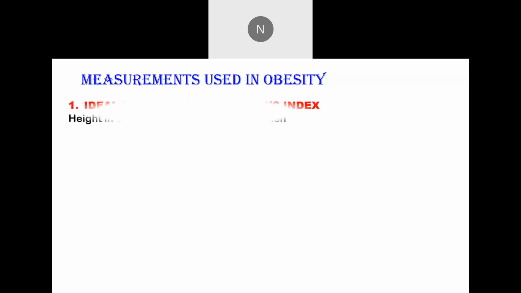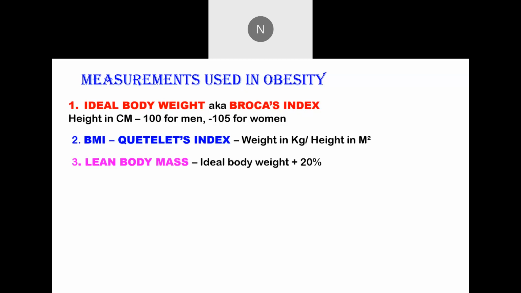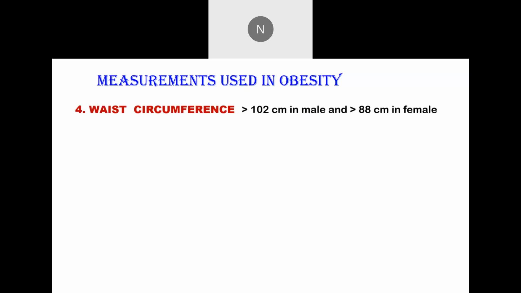And what are all the measurements you can do? Ideal body weight, also known as Broca's index, is height in centimeters minus 100 for men and minus 105 for women. BMI is also called the Quetelet's index, which is weight in kilograms divided by height in meter square. Then lean body mass is ideal body weight plus 20%. So the BMI grading: underweight, normal weight, 25 to 30 is overweight, whereas our patient is 52. So it goes into the supermorbid obese category.